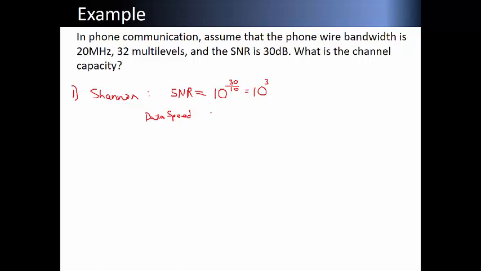This is 20 megahertz, so 20 million times log base 2 of 1000, which is 2 to the power 10, so the logarithm will be simply 10. Then 20 million times 10 is 200 megabits per second. That's what we can find from Shannon.